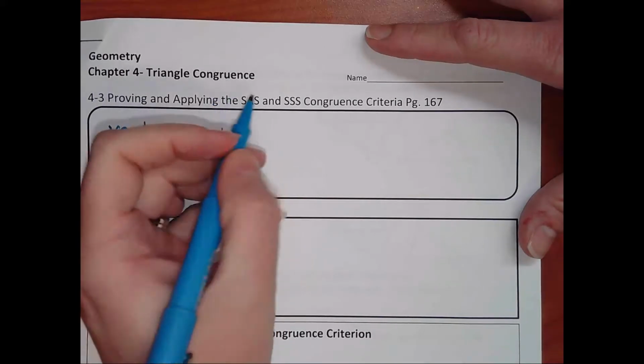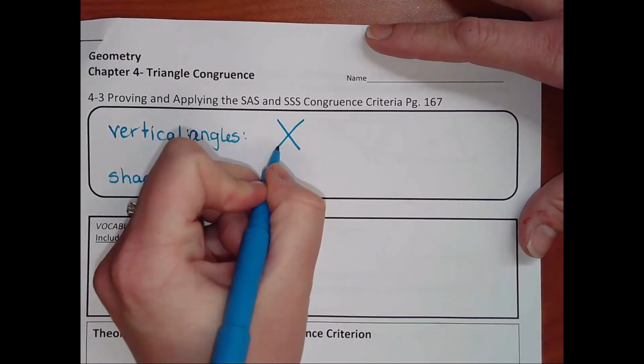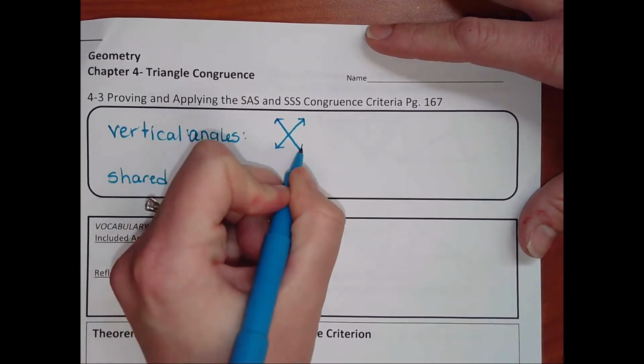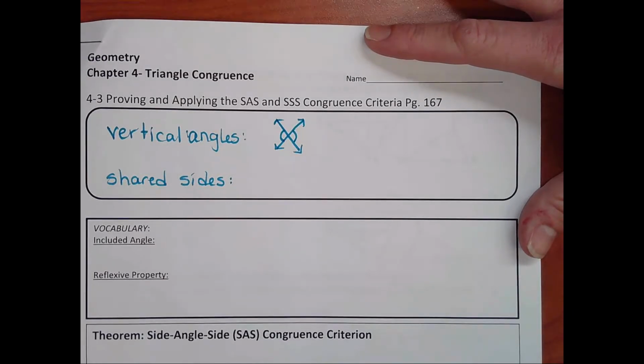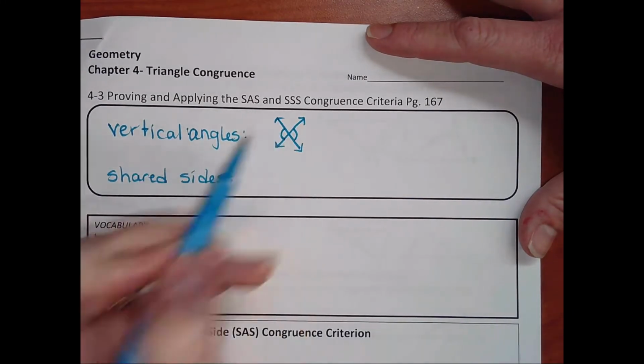So vertical angles, just as a reminder, are your angles that are back to back. Like this angle and this angle would be vertical angles. Just like back in our parallel line unit, they don't mark them as congruent. They're going to assume that you remember that they're congruent. So vertical angles are congruent.